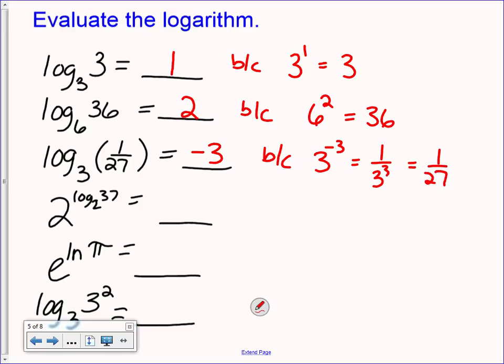Okay, the next one, we have 2 raised to the log base 2 of 37. Well, that's just going to equal 37. Again, because these are going to undo each other.